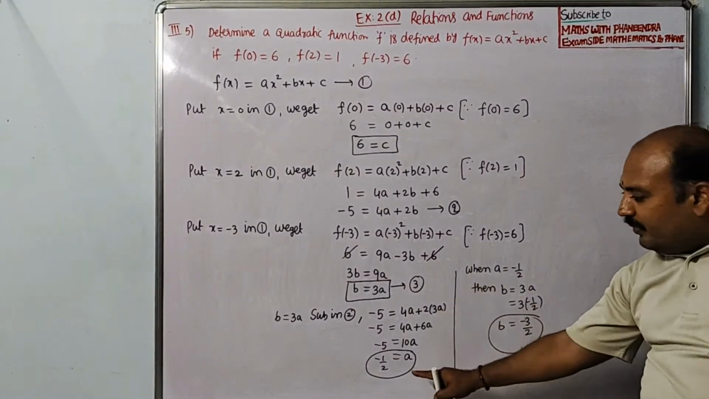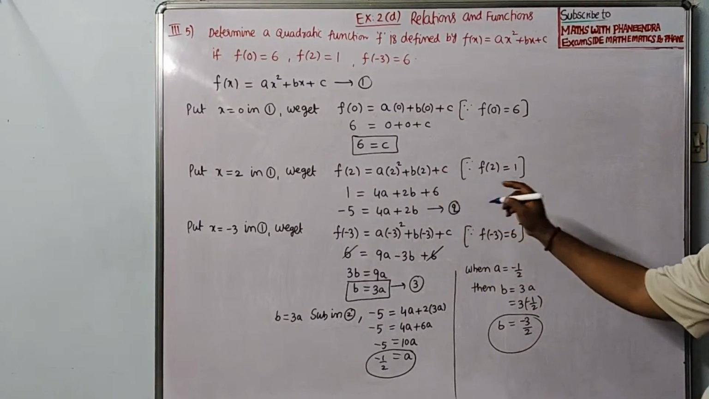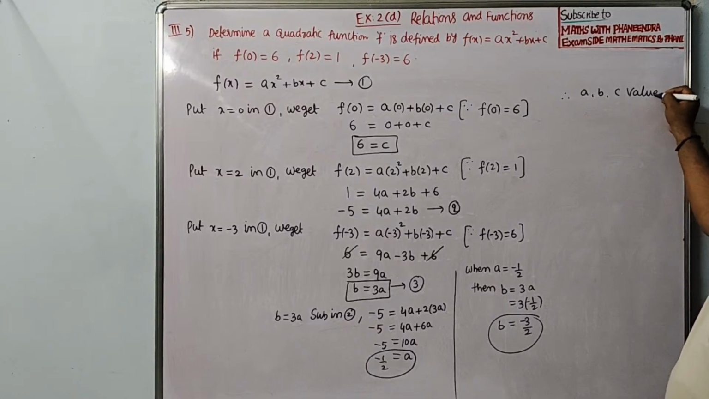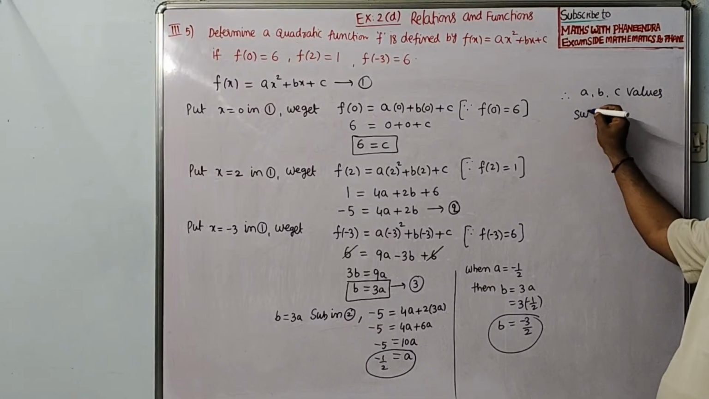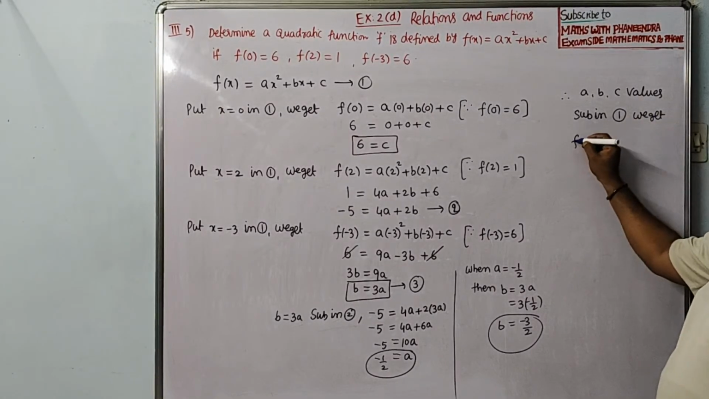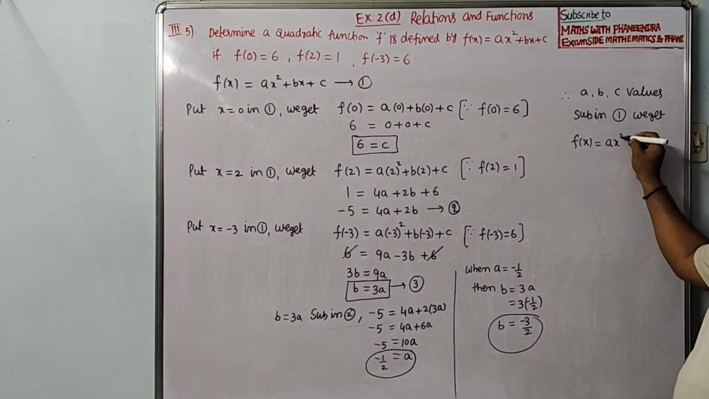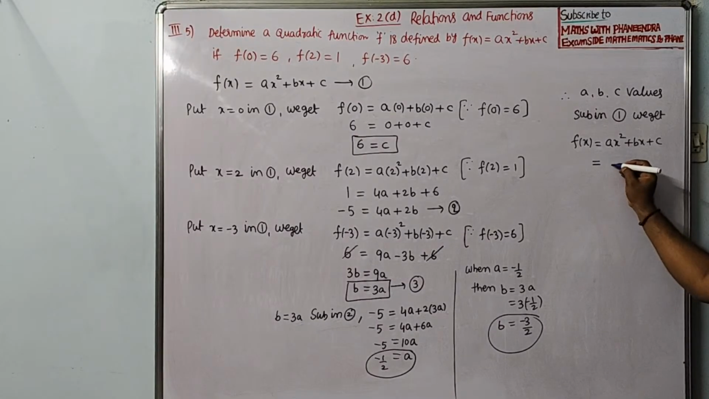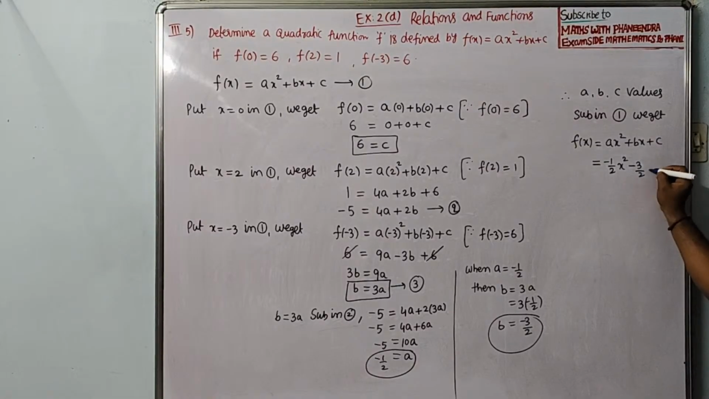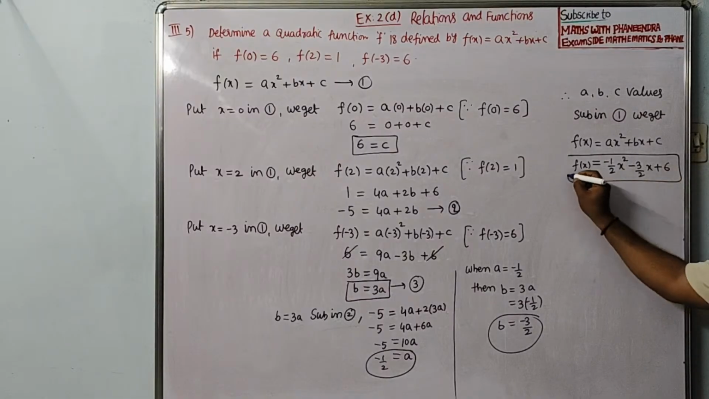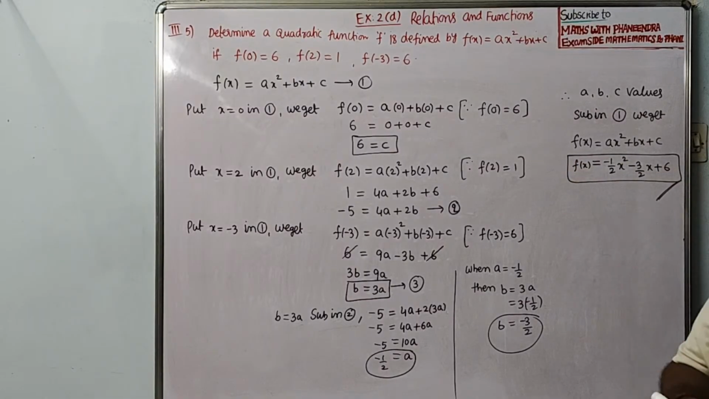So we have a value, b value and c value. Therefore, substitute the a, b, c values in equation 1, we get f of x is equal to ax square plus bx plus c, the quadratic function. So a value minus 1 by 2 x square, b value minus 3 by 2 x plus 6. This is the required quadratic function. I hope everyone understands, dear students.